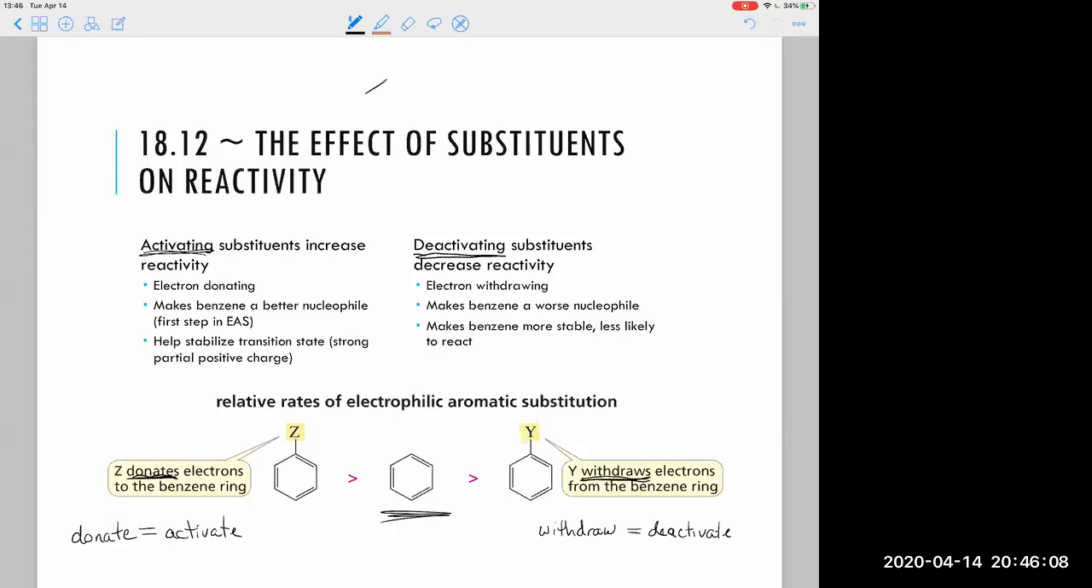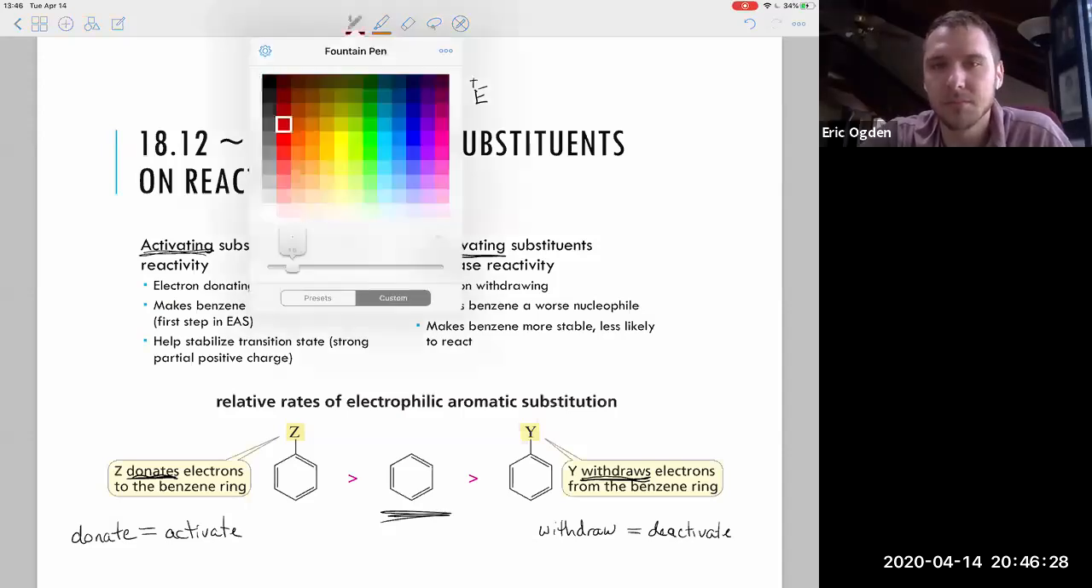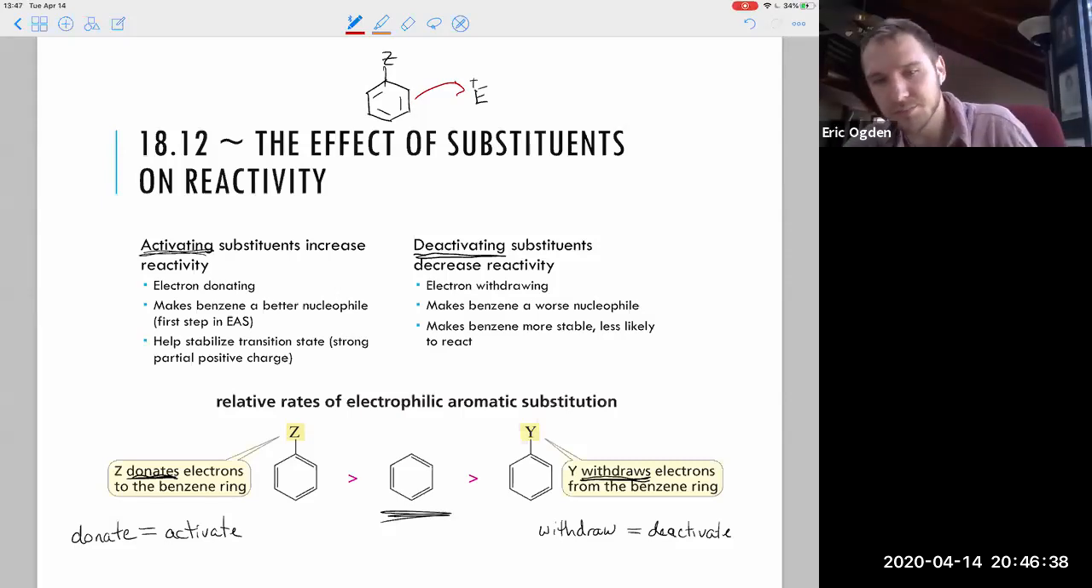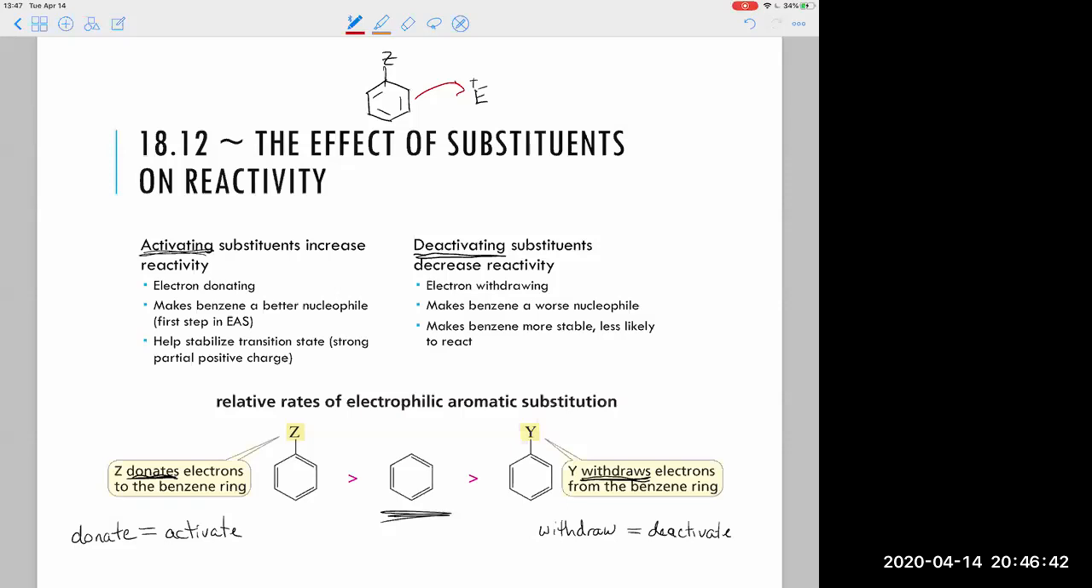But even more simply, I'm just trying to give you some tricks to keep in mind here. Here's my electron donating group. It's going to be in a reaction with some electrophile. What's the nucleophile in this reaction? Benzene. The benzene ring, right? What is the property of good nucleophiles? Are they electron rich or electron poor? They're electron rich. So my benzene ring is going to be the nucleophile. If I have a substituent that donates electrons, that makes that benzene ring even more electron rich, an even better nucleophile, because now there's more electrons being dumped into that resonance network in the ring.